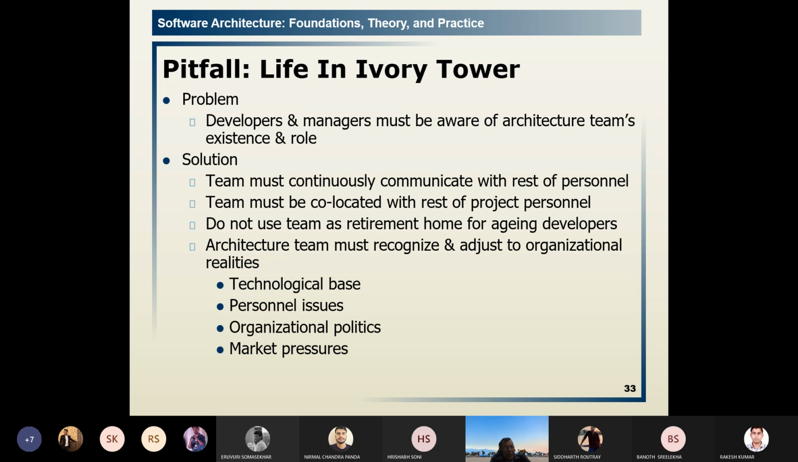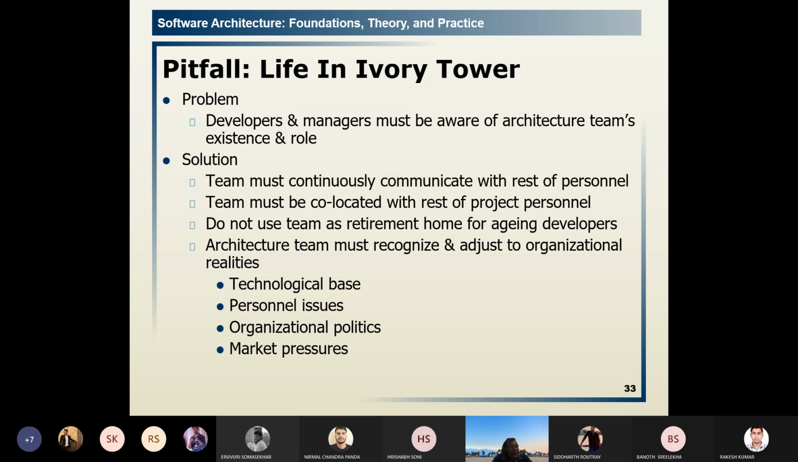Developers and managers must be aware of the architects' team's existence and role. They must be aware. We have a certain role to play. We should not dream extra. What is the solution? The team must continuously communicate with the rest of the personnel. The team must be co-located with the rest of the project personnel. Do not use a team as a retirement home for aging developers.